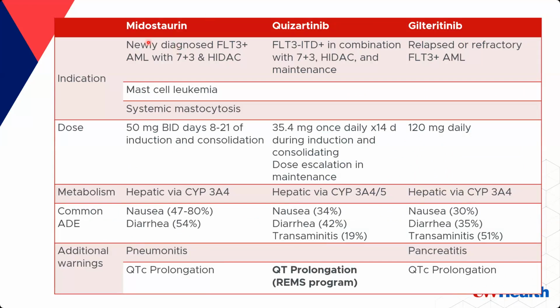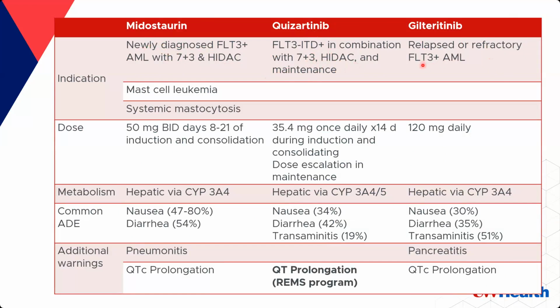All three of these agents are indicated in AML. Midostaurin is indicated in newly diagnosed AML in induction and consolidation. Quizartinib is indicated in FLT3 ITD AML in combination with 7+3 in induction, consolidation, and also in post-consolidation maintenance. And then gilteritinib is indicated in relapsed and refractory AML.